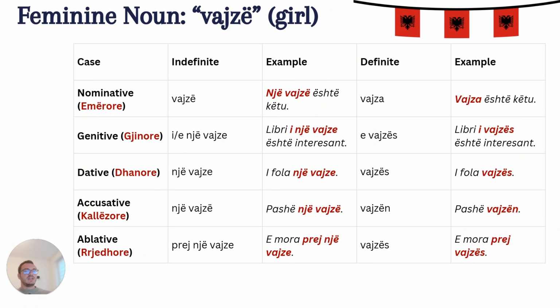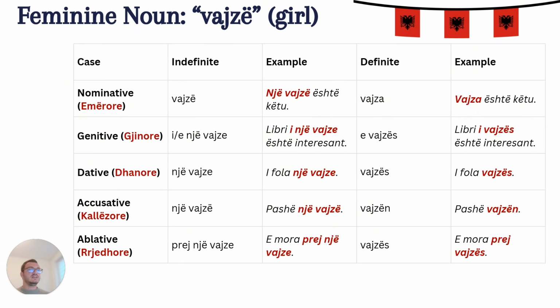In the genitive case, në rasën gjinore, i një vajze or e një vajze, i një vajze when the possessed object is masculine and e një vajze when the possessed object is feminine. For example, libri i një vajze është interesant. The book of a girl is interesting.